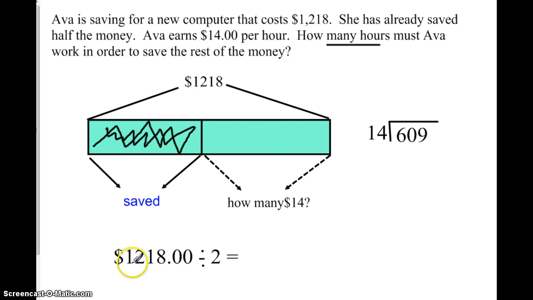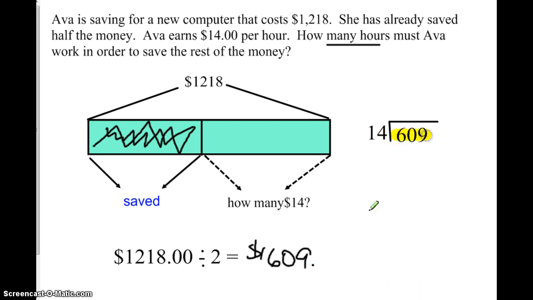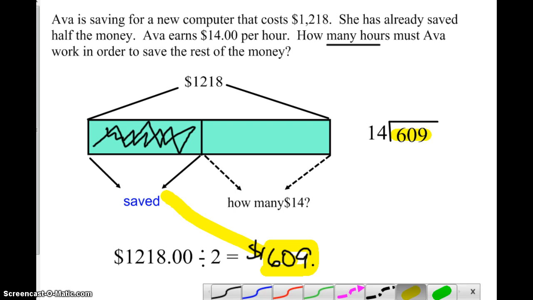So what is 1,218 divided by 2? That is $609. So she's got that done already. So that is where I got this number from. Do you see that? She has this saved. Now we need to know how many more hours she needs to work. So we need to do this division. So you go ahead and do the division, and I will do it, and we'll see if we agree.